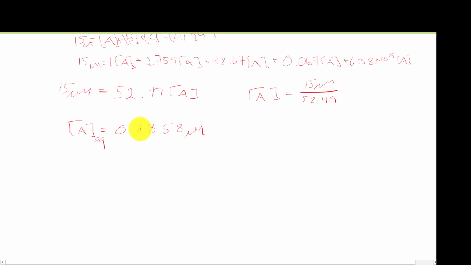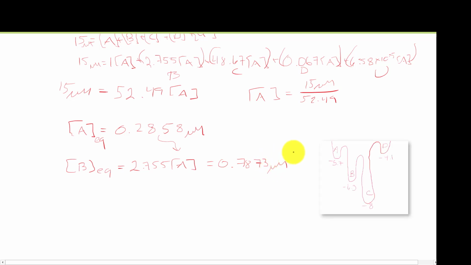Now what we can do is go back to our terms up here. Remember that all of these represented our conversions. So this is for B, this is for C, this is for D, and this is for U. So what we can say is that B at equilibrium is going to be 2.755 times A, or 2.755 times 0.2858, which equals 0.7873 micromolar.